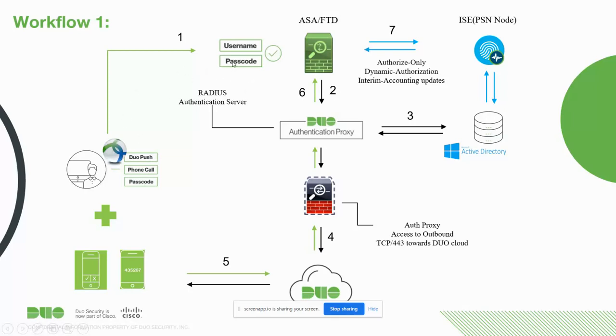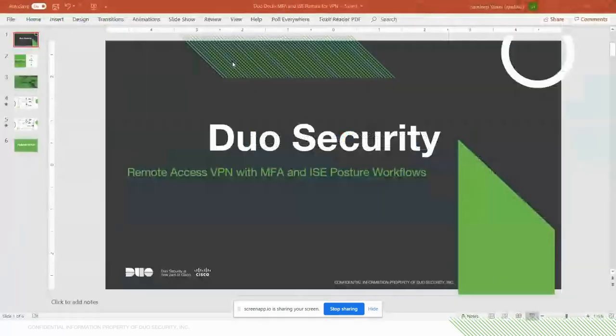Once the posture is successful, the user is marked as compliant. The user is able to successfully connect back. So this is flow 1, which I will be demonstrating. Before going to flow 2, let me just show you the configuration for this workflow and how this works.